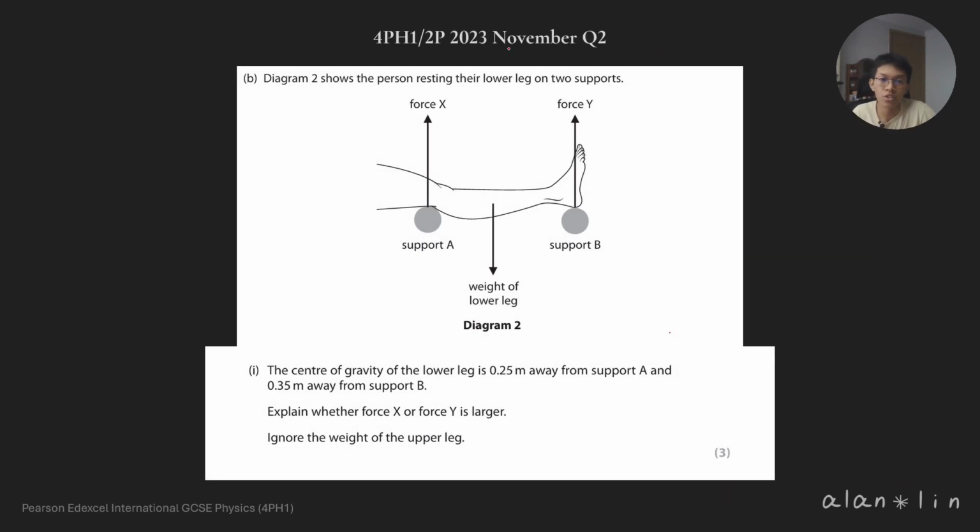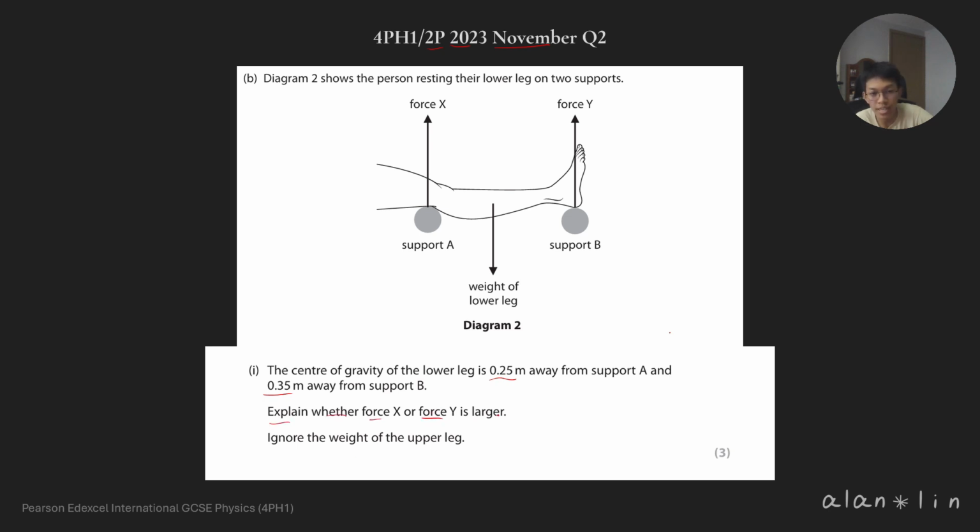Moving on to another question. This one is from 2023 November paper 2, and here we are looking at a leg which is placed on two supports. In this question we are given that the center of gravity of the lower leg is 0.25 meters away from support A, while support B is 0.35 meters away from the center of gravity.